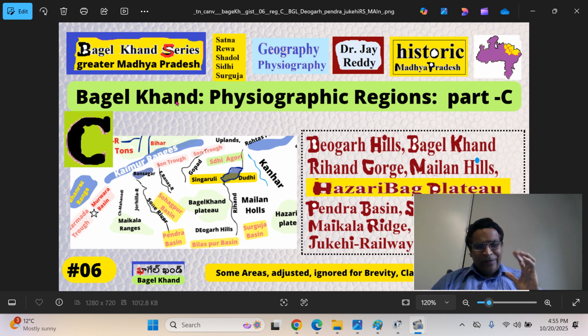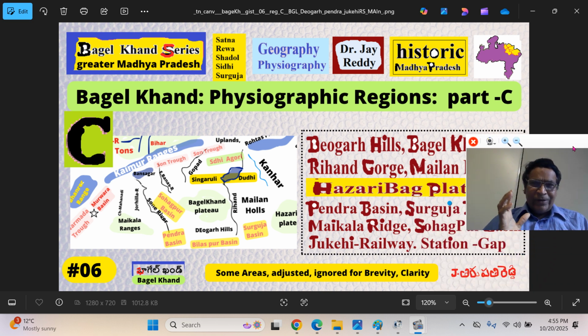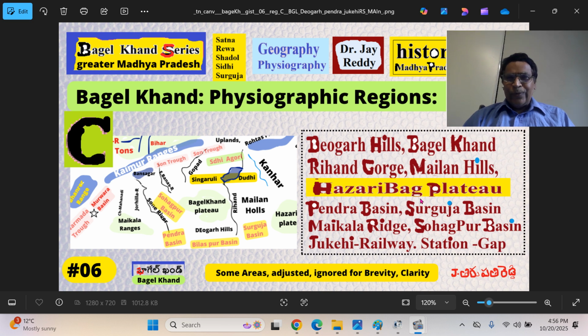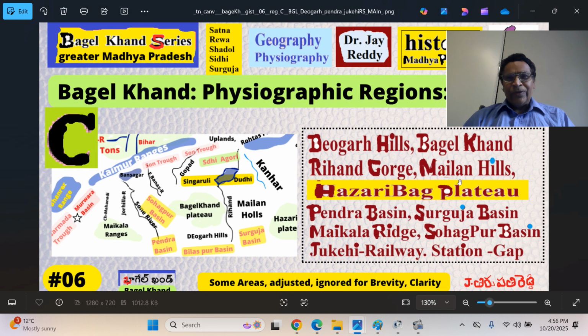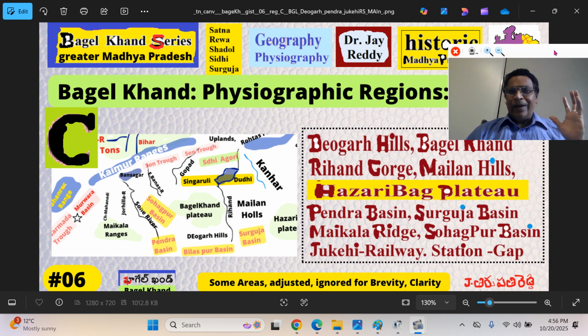Previously, we have identified around 12 geographic, physiographic regions, and today in part C, as a bird's eye view, an overview, I have taken these regions and am exploring them a little more. Once we go over these regions, I will take you through the maps where you will get a better understanding. So we'll talk about Devgarh Hills, Baghelkhand Plateau region, and Rihand Dam and Rihand Gorge, the Mailan Hills east of Rihand River, and Hazaribagh Plateau further east, actually in the Vanachal Jharkhand region.